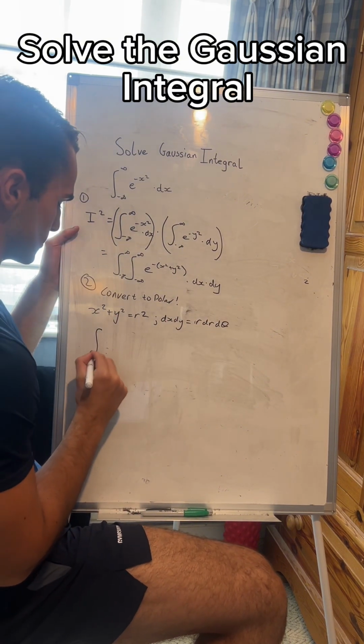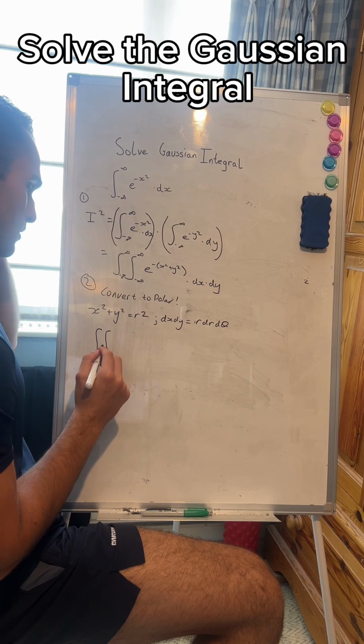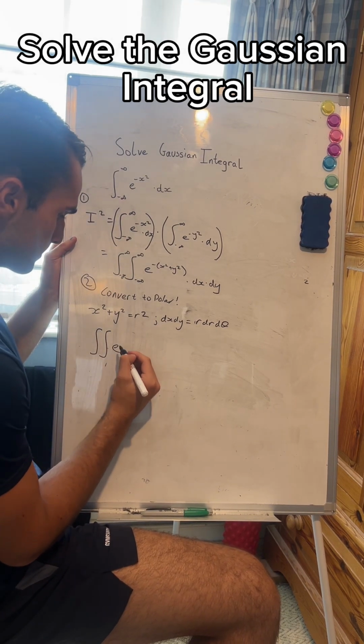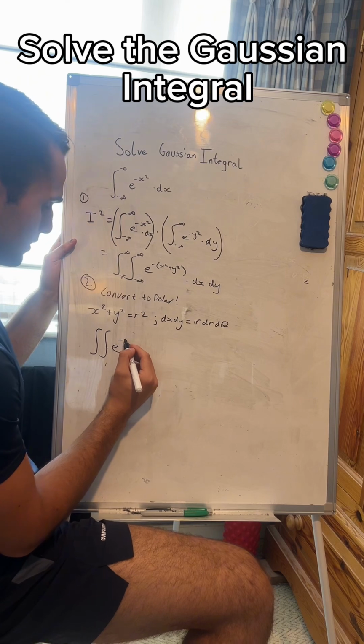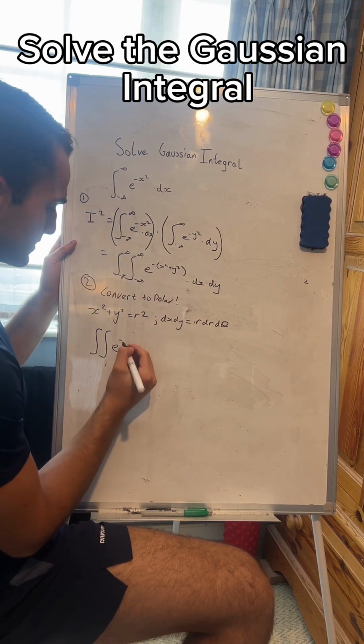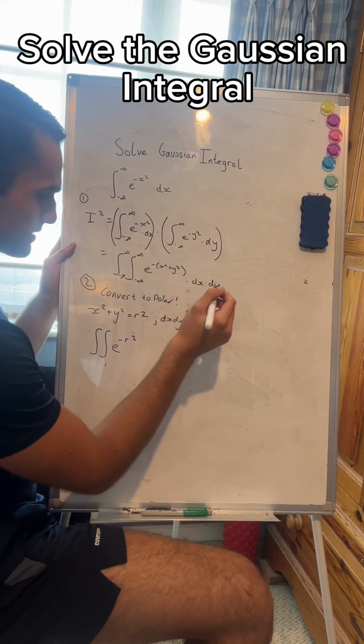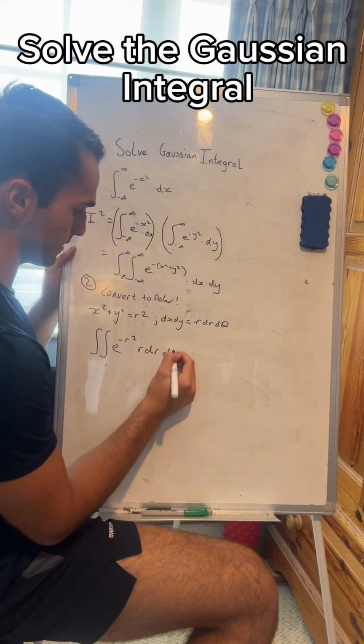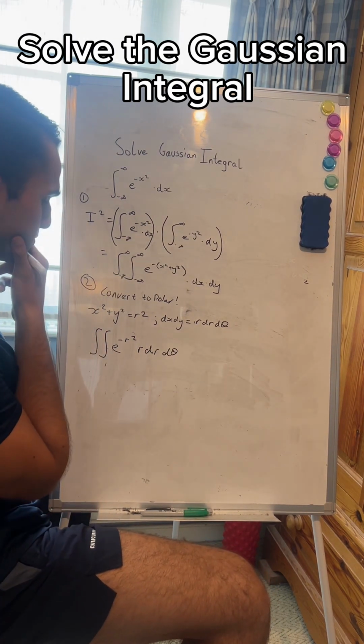So we're going to do the double integral of e to the minus, and now x squared plus y squared is r squared, dx dy is r dr d theta. Now what are our bounds now?